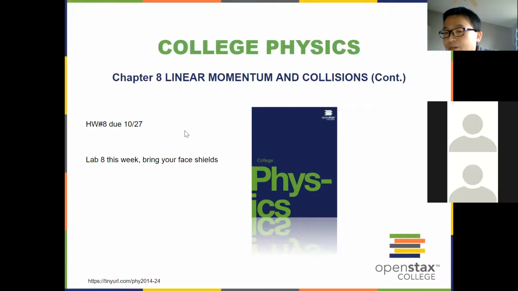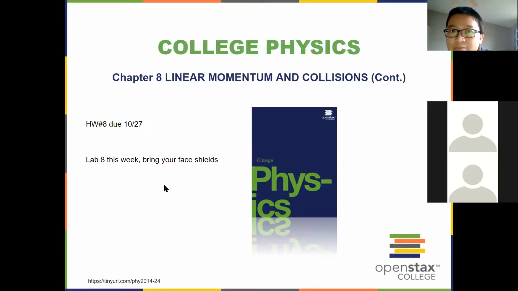Because there's a lot of active cases in the community, for the lab section, I will encourage you guys to bring your face shield. Okay, so for the time that you are doing the lab together, if you are face to face, not separated by the plexiglass, then you want to put on your face shield. Okay, so bring your face shield to the lab.